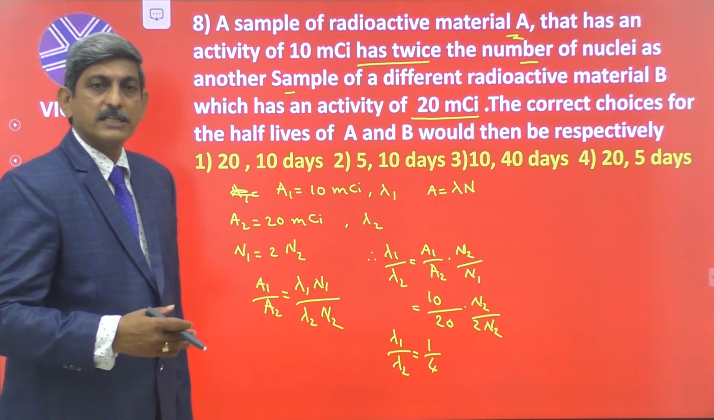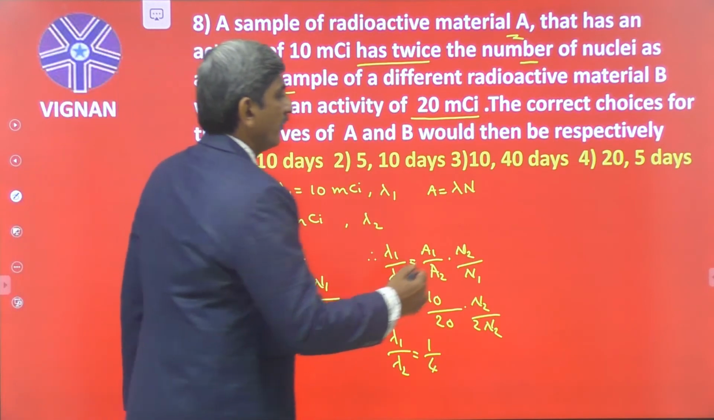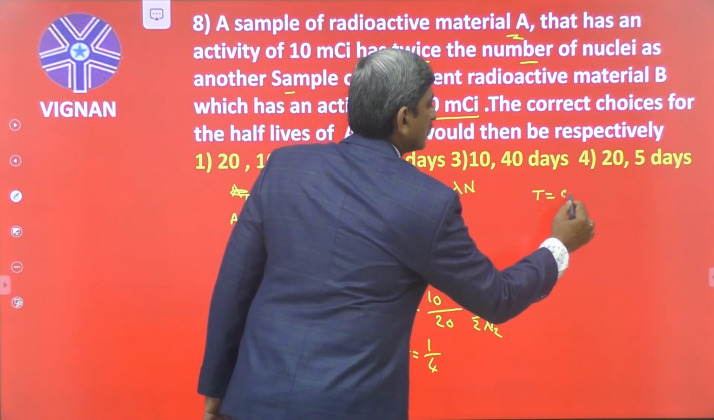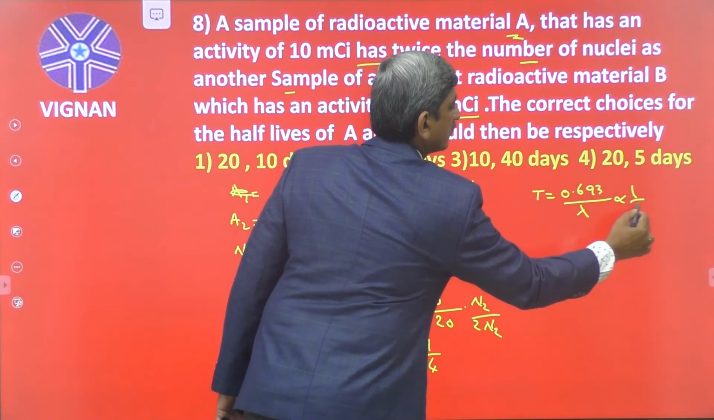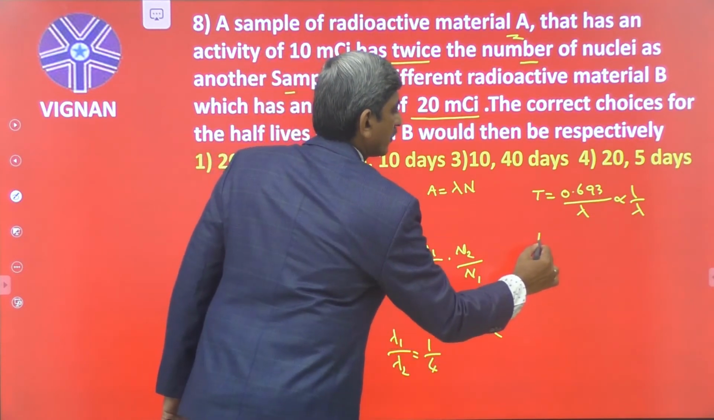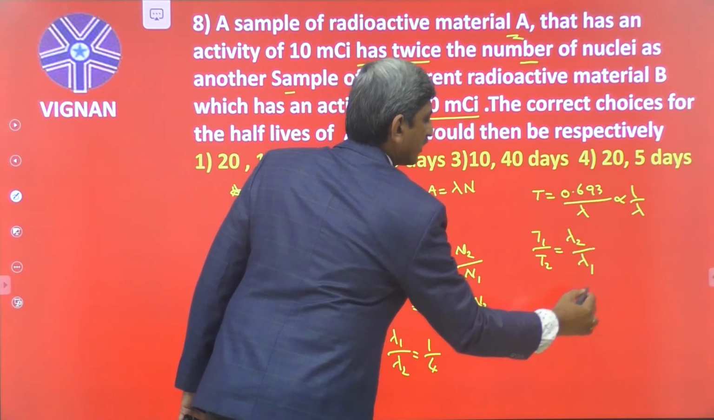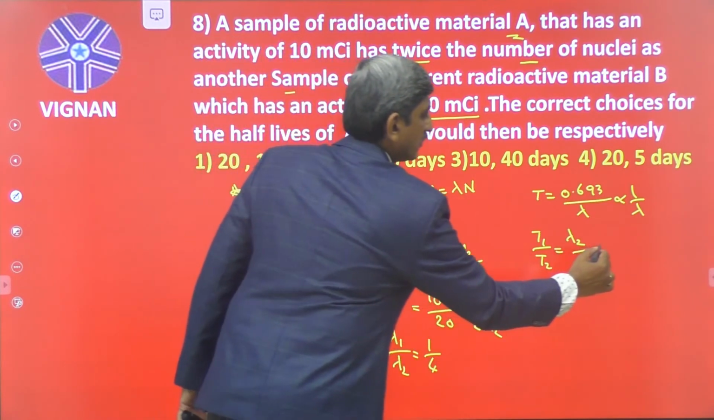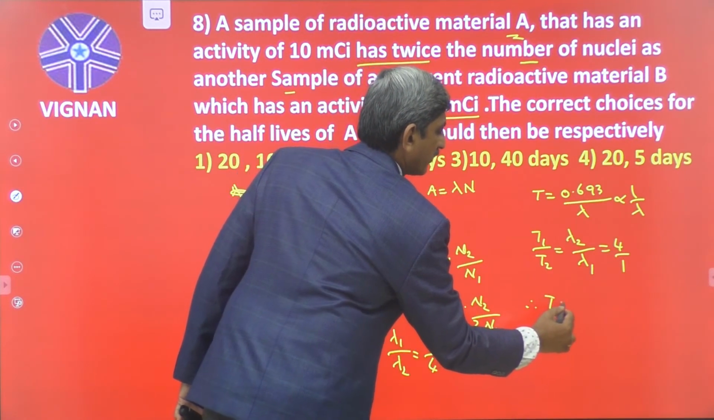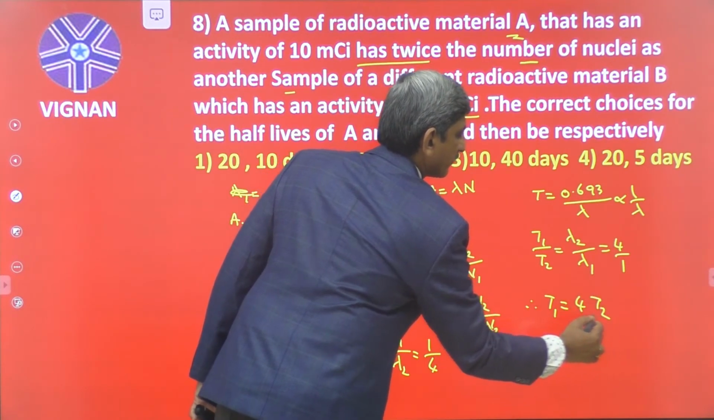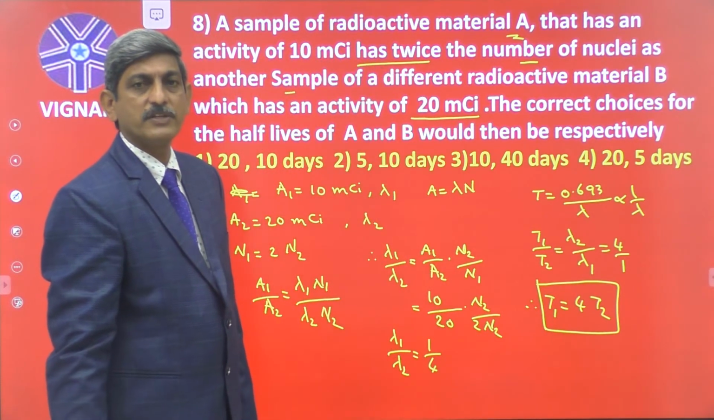Here we get the ratio of the decay constants, but we want to find the half-lives. We know that the half-life T is equal to 0.693 divided by lambda, which is proportional to 1 by lambda. Therefore T1 by T2 is equal to lambda 2 divided by lambda 1. This is equal to 4 by 1. Therefore T1 is equal to 4 T2. This is the relation between the two half-lives of the samples.